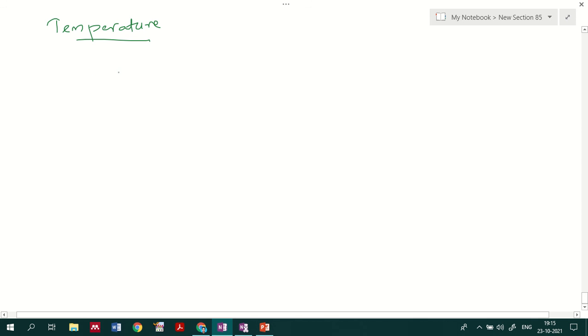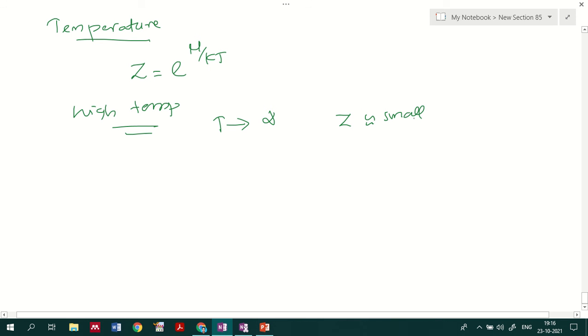Okay, so we know that Z is equal to the fugacity, Z is equal to e raised to mu by kT. Now if I consider the high temperature case, you can consider that the temperature is going to infinity. In that situation, looking at the equation for fugacity, Z will be comparably very small.